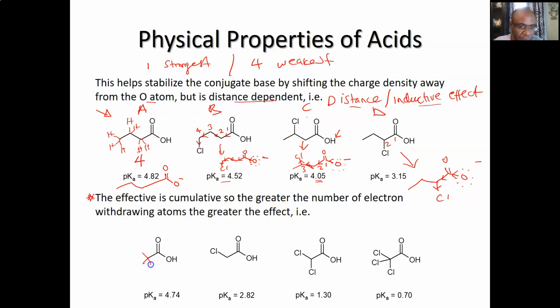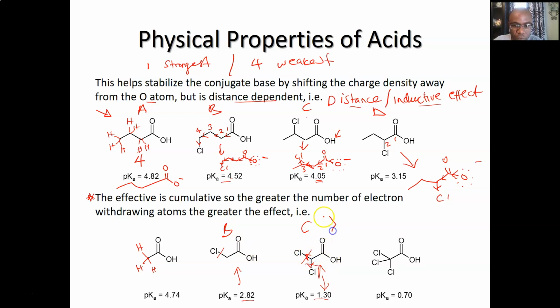This one does not have electron withdrawing groups, right? The ethanoic acid here does not have an electron withdrawing group, but 2-chloroethanoic acid has it, but it only has one. This one has two. So you see the change. The lower the pKa, the more acidic. So this molecule is more acidic than this. Molecule C is more acidic than molecule B because it has two electron withdrawing groups.